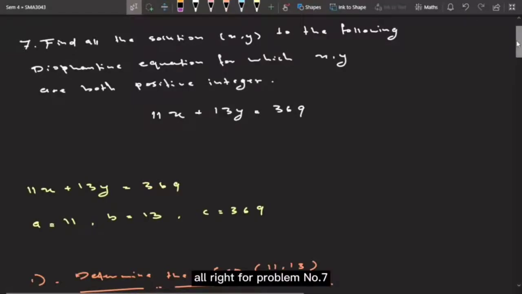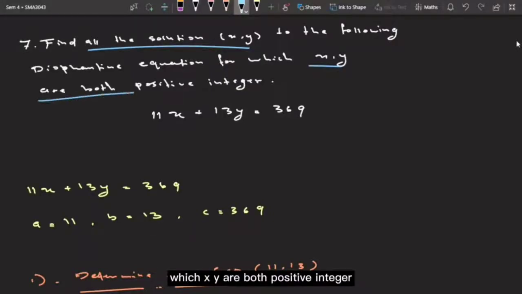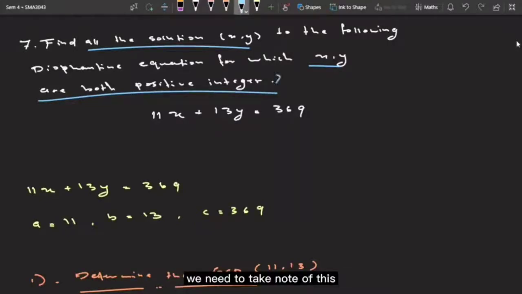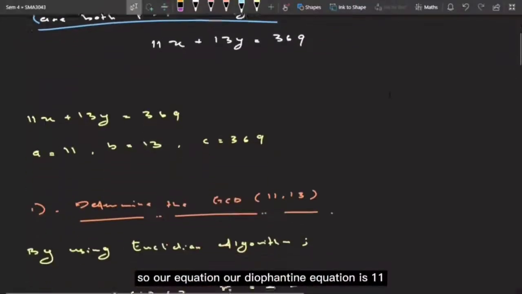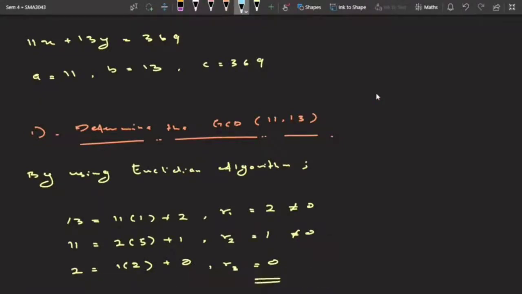Alright, for problem number 7, we need to find all the solutions for x and y to the following Diophantine equation, where x and y are both positive integers. We need to take note of this particular keyword right over here. So our Diophantine equation is 11x plus 13y equals 369. From here, we need to identify our a, b, and c, where a is 11, b is 13, and c is 369.